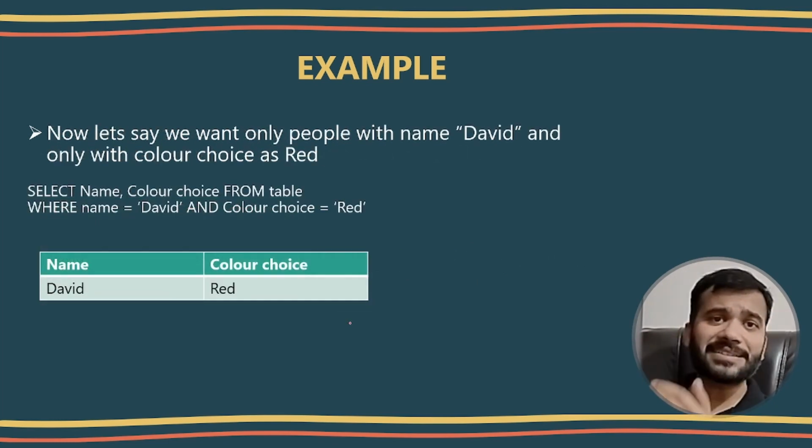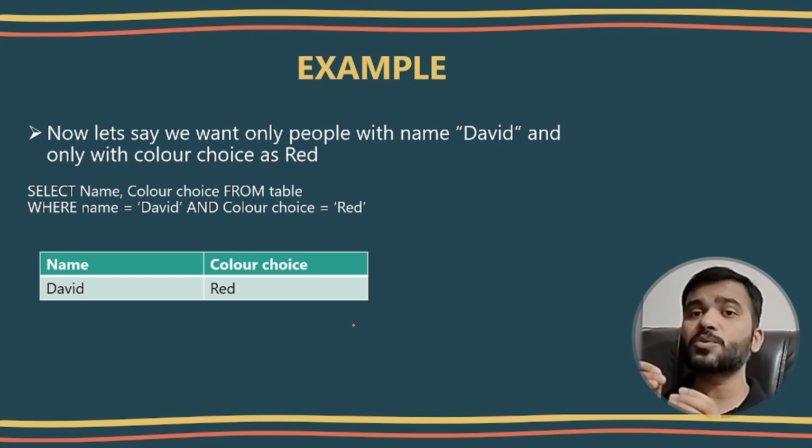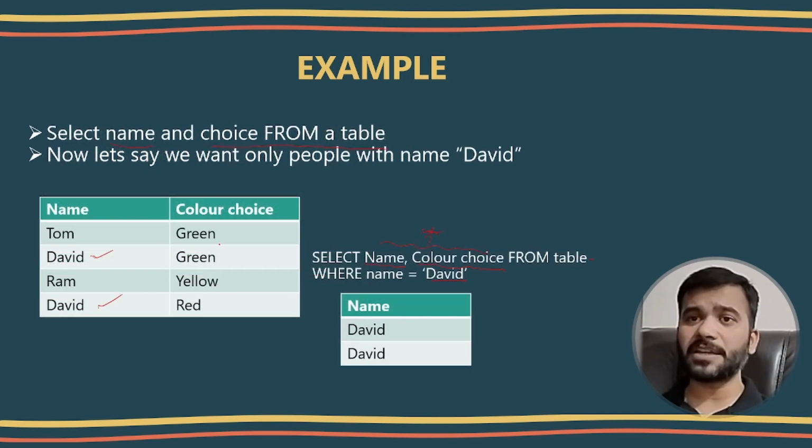Now let's take it to the advanced level. Now let's use 2 comparison operators. Let's take an example to understand how to use 2 comparison operators. Let's say we want only people with the name David and the color choice red. If you look at the above table, the first time David has a color choice of green, and the second time he has a color choice of red. Cool. Now we want only red data. Only where color choice is red, that name only should be returned.